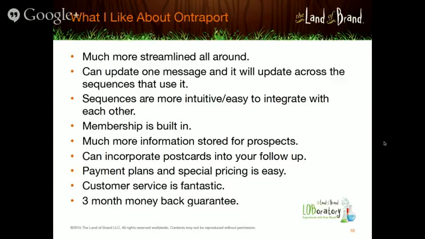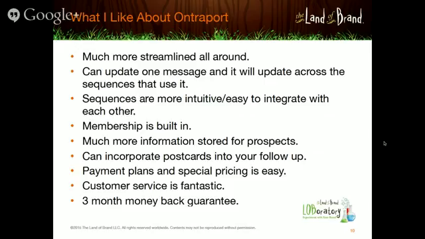You can update one message and it will update across all the sequences that use it. The way Ontraport works is that you create your emails first and then you put them into sequences. So let's say, for instance, I have my double opt-in email. In Infusionsoft, you create the double opt-in email, but if I want to make a change to it, I have to change it individually in each campaign. With Ontraport, if I want to change that double opt-in email, I just go and change it and it's updated across all the sequences that it's used in. Just makes things much more efficient.